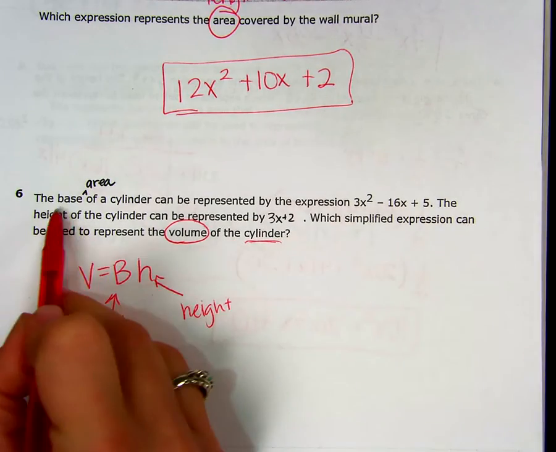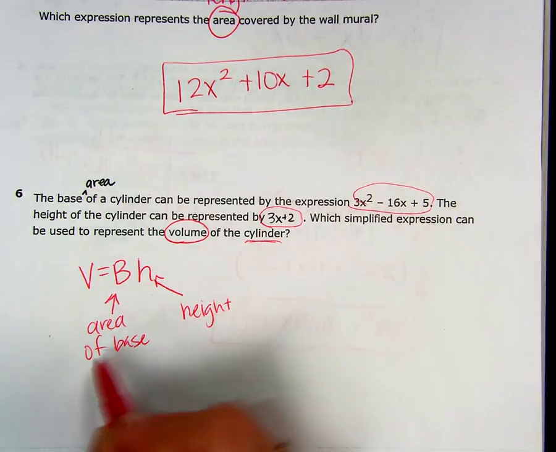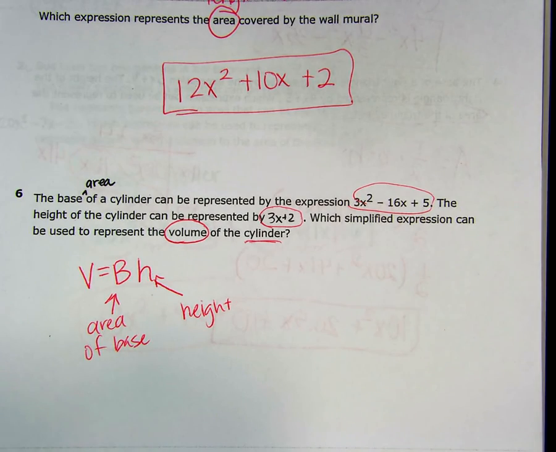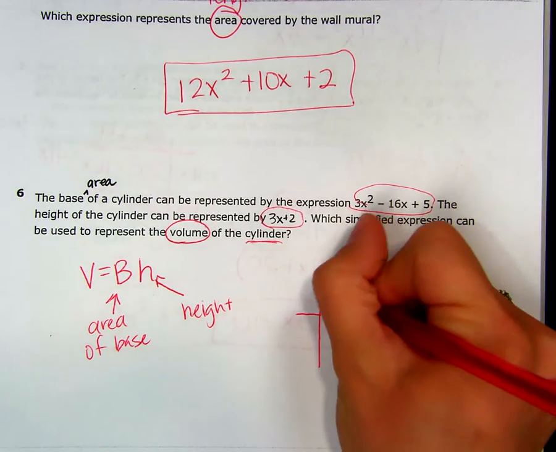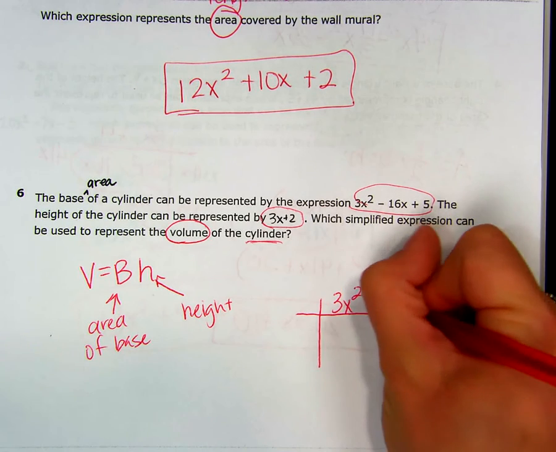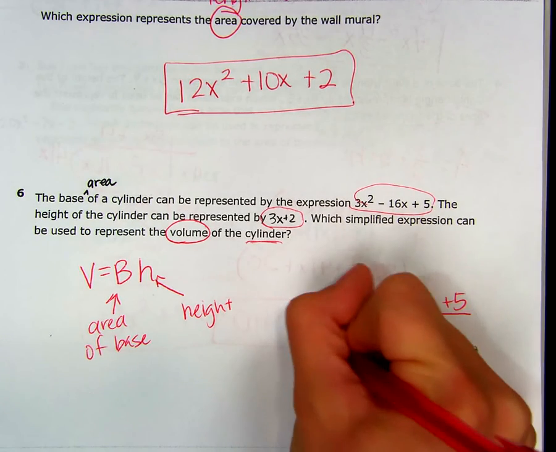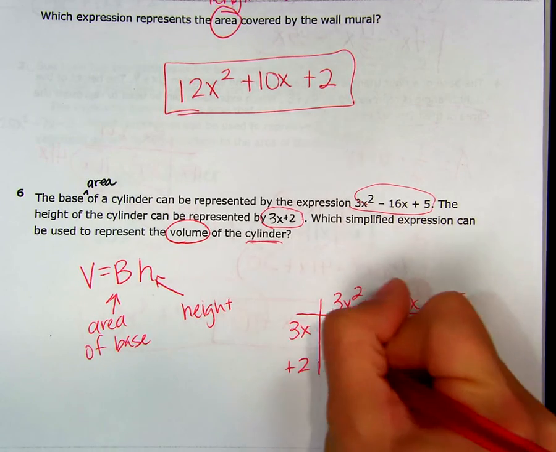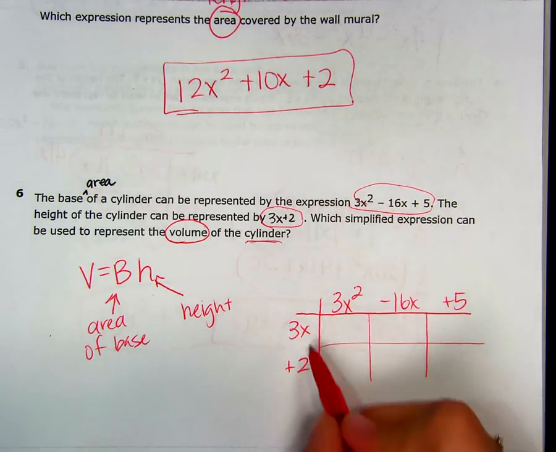So they are telling us the area of the base is this, and the height is this, so we just need to multiply those two things together. This is not a good candidate for using FOIL because we have a trinomial. So I'm going to use the box. I think that's what most of you would choose anyway. If you want to do this using the third grade method, you are welcome to do that. You should get the exact same answer.